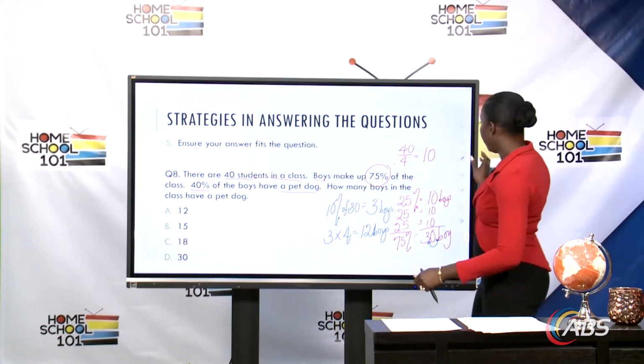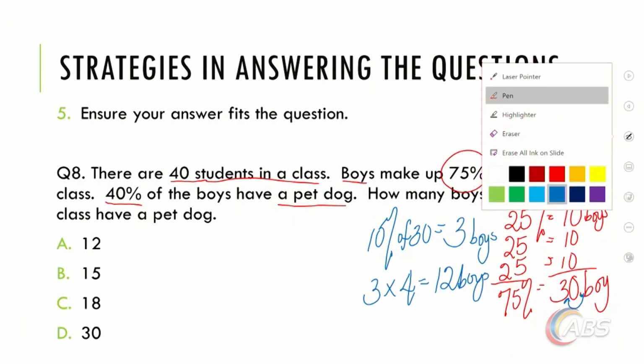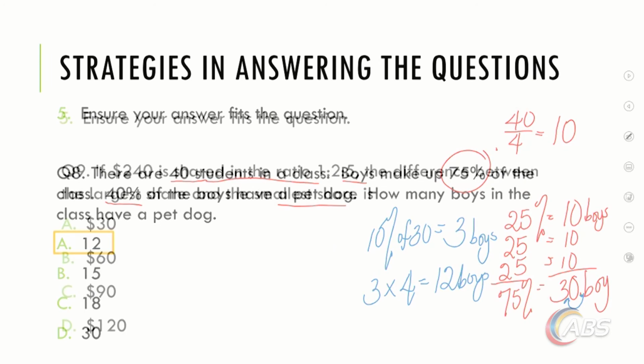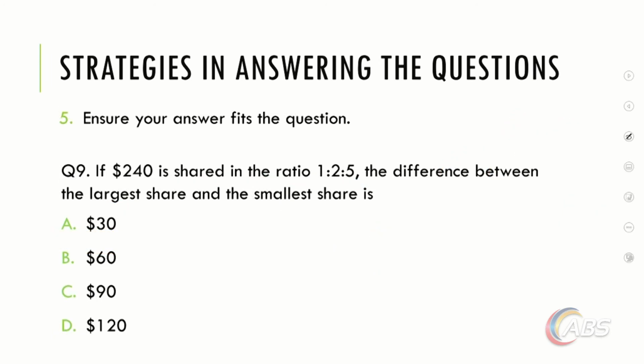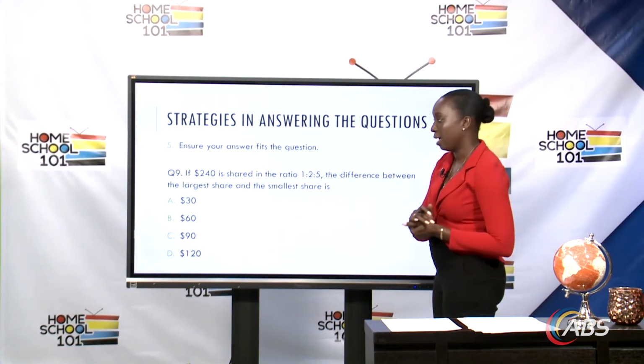And there's our answer in A. Okay? Our next question says that if 240 is shared in the ratio 1 to 2 to 5, the difference between the largest share and the smallest share is. And we have our options there, so we can go ahead and take a look at those. But we're going to now dissect the question and make sure that we understand what is really being asked.